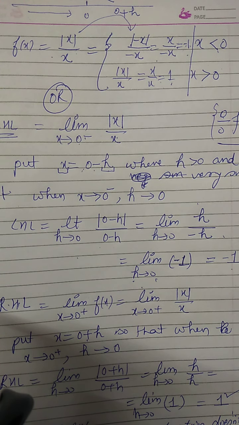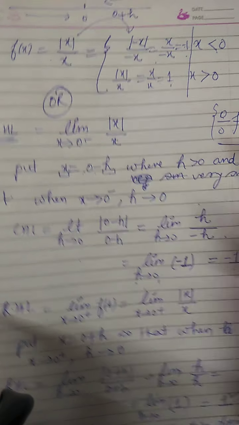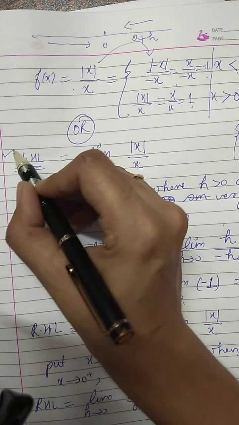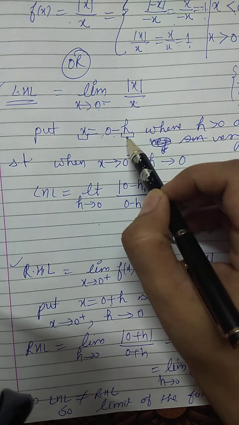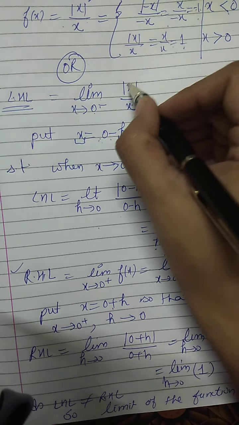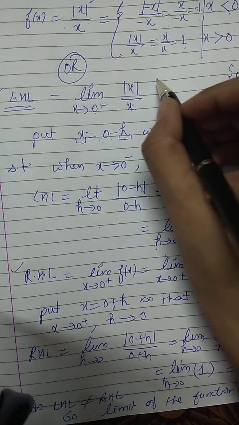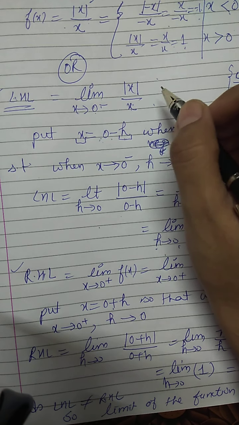And sum number 26 is the same kind, where here we have mod x upon x. In sum number 26 we have x upon mod x. The same way as I have applied, we have calculated LHL and RHL, and I made the substitution for the left hand limit: x equals 0 minus h. So here we have mod x upon x, in 26 x upon mod x. So one and the same thing.